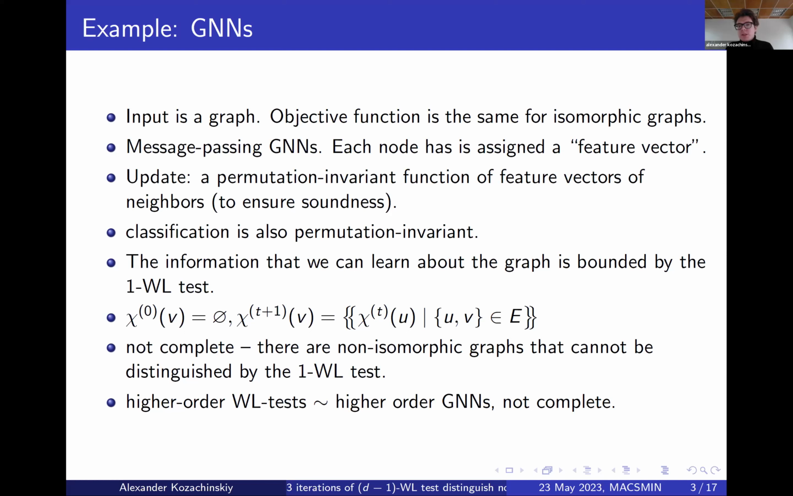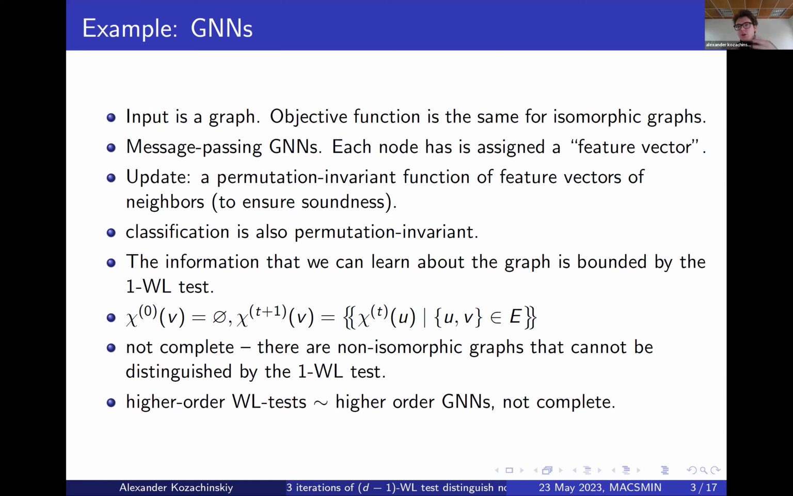And then what's important is that we apply update, so that to determine the new feature vector of the node, we apply some permutation invariant function of the feature vectors of the neighbors. It basically means that this function only depends on the multiset of feature vectors of the neighbors. Multiset means which vectors I have and with which multiplicity, so how many neighbors have this feature vector.